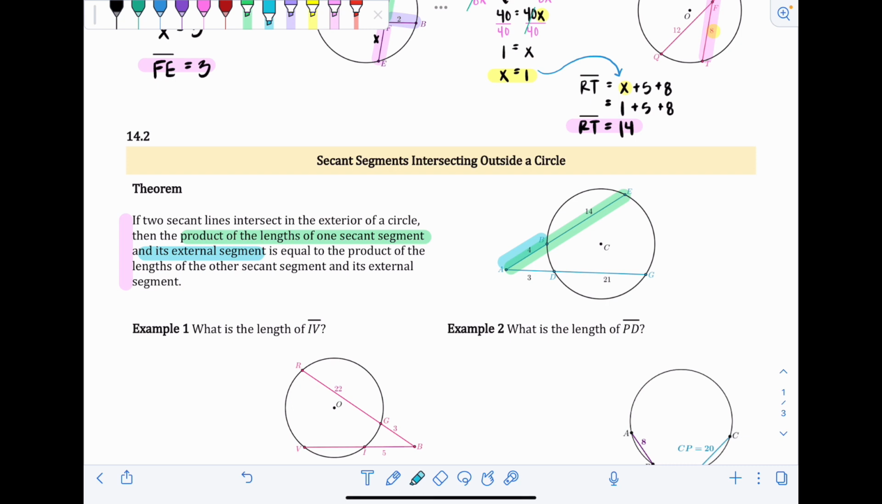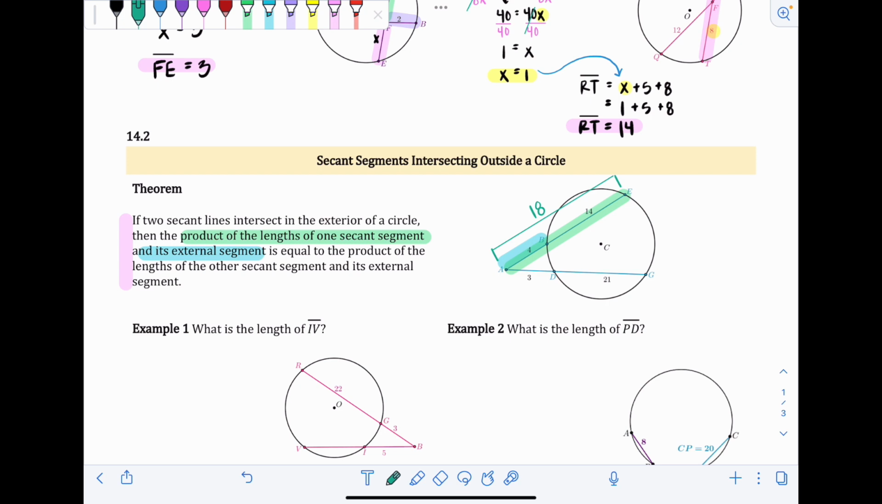But it feels like we should just be able to multiply the two individual pieces because that's what we did in 14.1, but it's just a different theorem. So we just have to be a little bit more careful with that. For this one, if I'm trying to find the entire length of that secant segment, I would have to add 4 plus 14, because the first part is 4, the second part is 14. So 4 plus 14, that entire length would be 18.